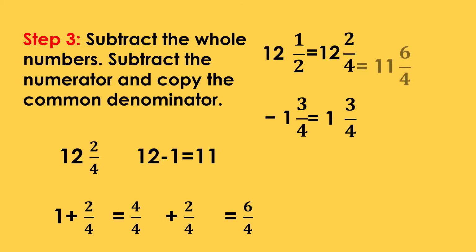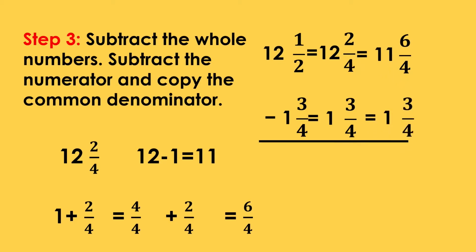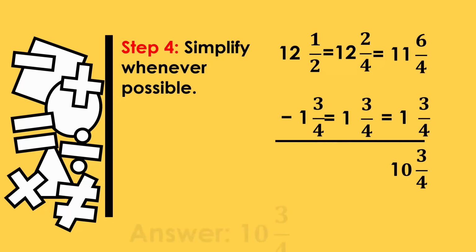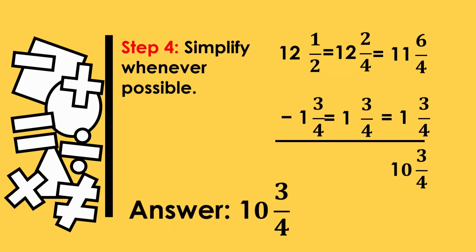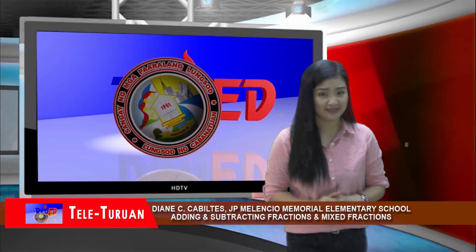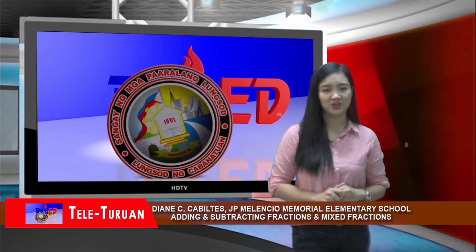11 minus 1 equals 10. 6 minus 3 equals 3. Copy the denominator 4. The answer is 10 3/4. Step 4. Simplify whenever possible. 10 3/4 is already in simplest form. Before I give you an activity, let me ask you a question.